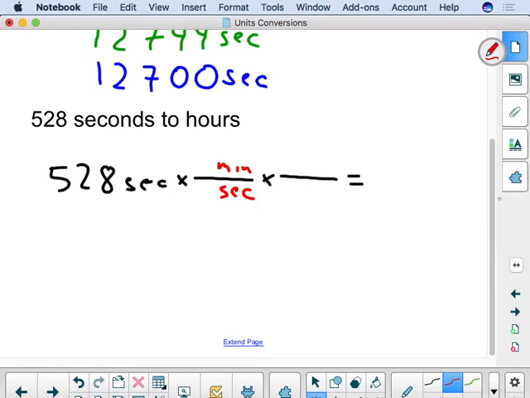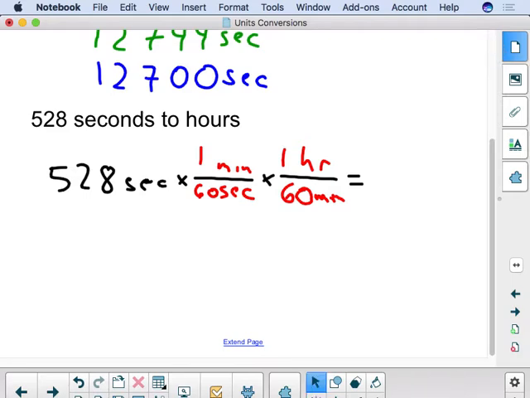60 seconds. Yeah, I have to have 60 down here, and then come in here. Okay, 60 seconds, 1 minute. Okay, now I've got things in minutes. If that's all I wanted, I would be done. But I'm not done, Claire. What else do I have to do? 1 hour over 60 minutes. I have to cancel out that next unit. It's in the numerator. I need something in the denominator.